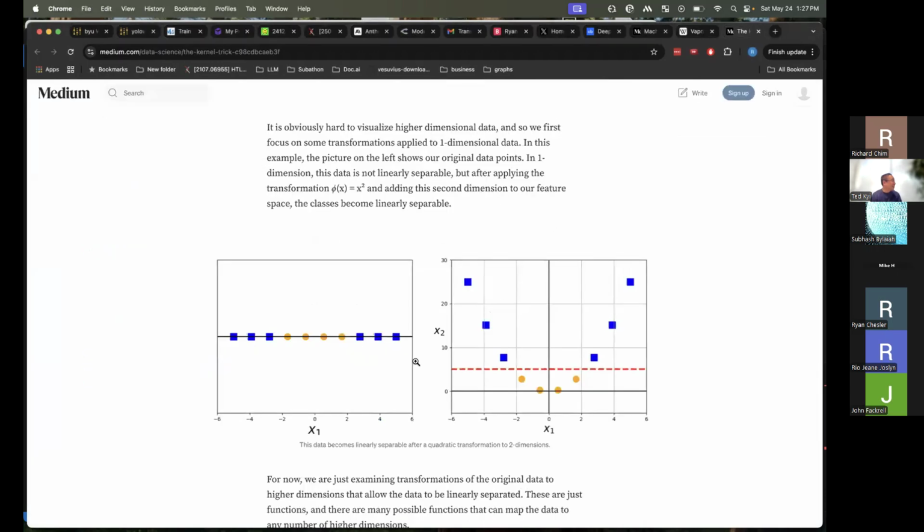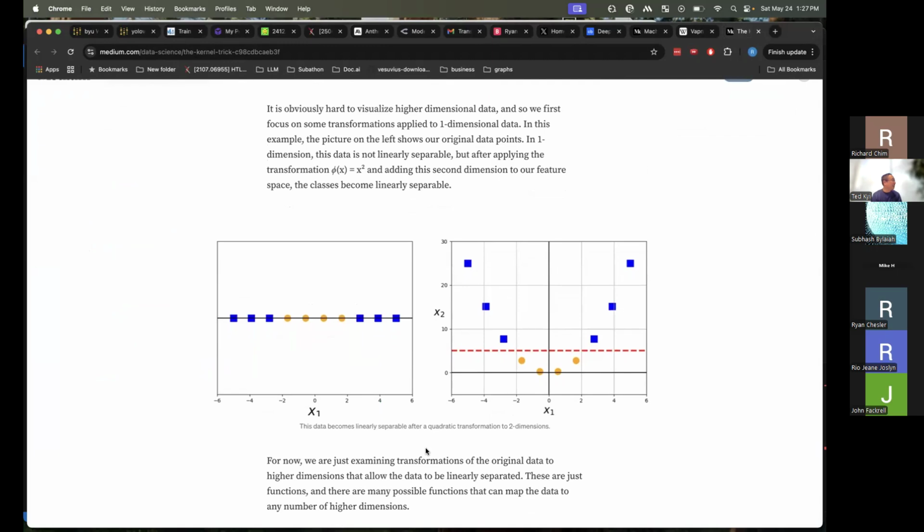And then the other one shows a similar concept, but with a very simple transformation. Before, we had this X1 dimension, and you can't draw a line separating the negatives and the positives. But if you just use X1 and X squared, then you can get a straight line through it, and it's simple now. And so that's the whole core of the SVM.